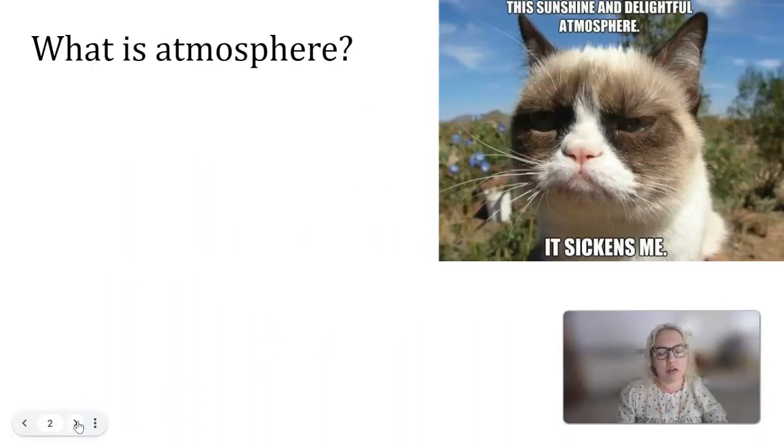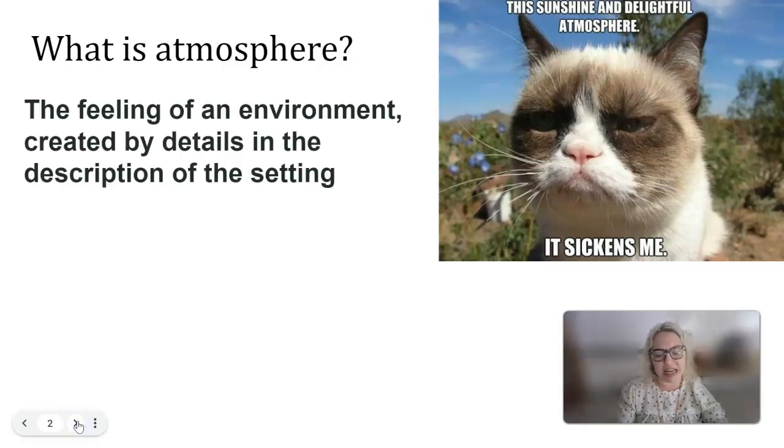Taking some notes. First of all, what is atmosphere? Atmosphere is the not necessarily emotional feeling of an environment as constructed by a writer's description of the environment and the objects within that setting. Think of how we normally use the word atmosphere. You might say it was a really tense atmosphere in the room. Times Square has a really bustling atmosphere. The haunted house has a really creepy atmosphere.